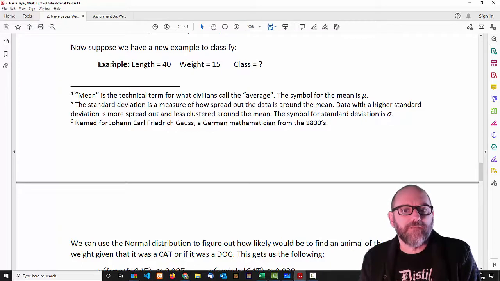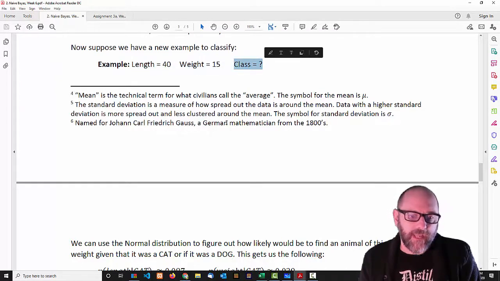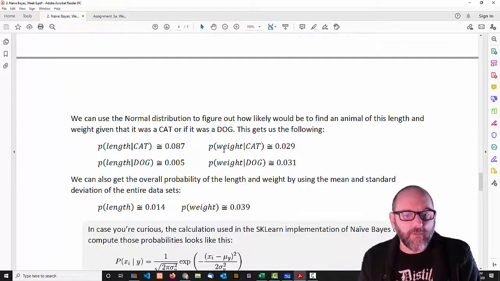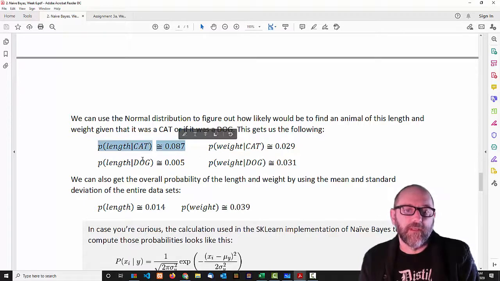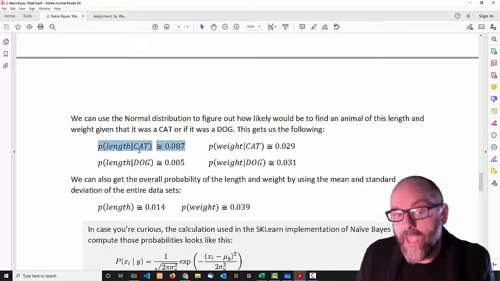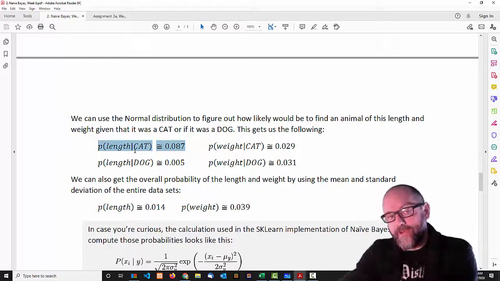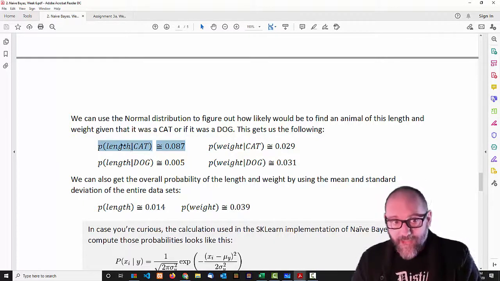So here's an example. We're classifying a new example. We've got length 40, weight equals 15. We don't yet know whether it's a cat or a dog. So we use the normal distribution to figure out how likely it would be to find an animal of this length and weight, given that it was a cat or a dog. We can estimate conditional probabilities from this table. We look at the mean and standard deviation length for a cat, and we can work out from that the probability, if this was a cat, of getting that length.